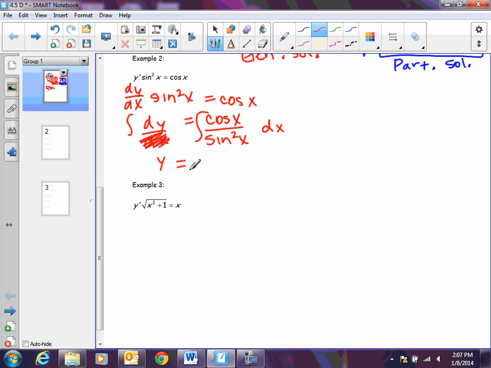If we were doing, does anybody think they know what u should equal on this one? If we're doing u substitution. Sine x. Good. Now, you had one kind of like this in the homework, and I'm going to challenge you to think outside the box, because if you can be clever with your trig, you actually get out of doing u substitution. So cosine over sine squared will simplify into something else, and I totally won't have to do substitution at all. I'll get out of it completely.